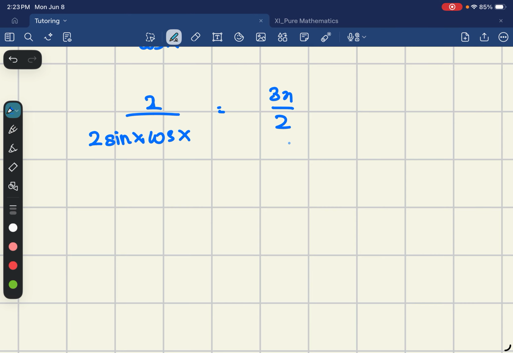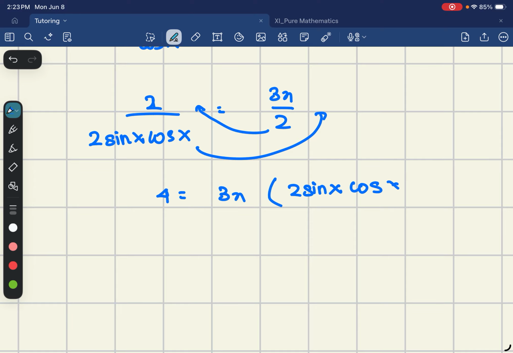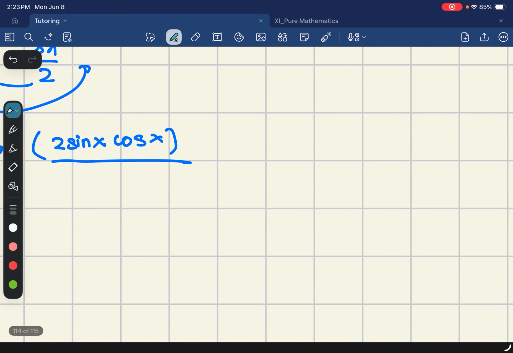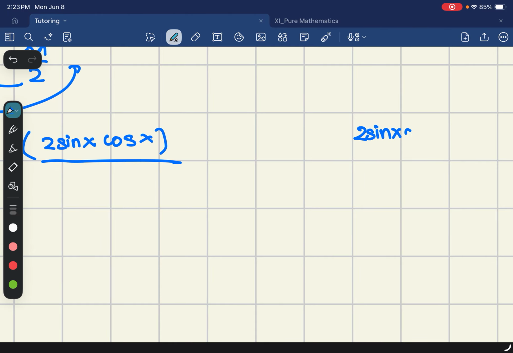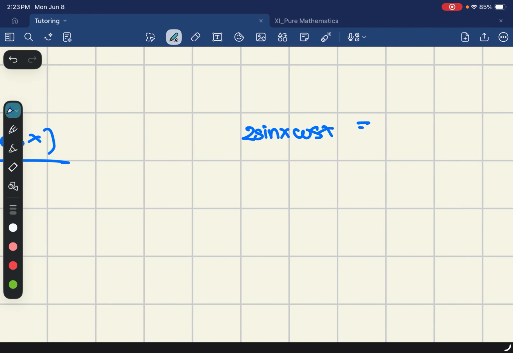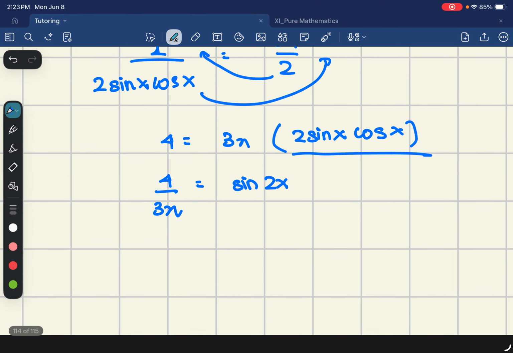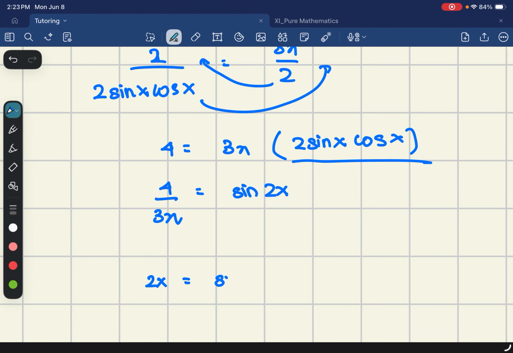So now I can rearrange this expression. I can bring 2 here. I can write it as 4 is equal to, I can multiply this here, 2 sine x cosine x. And I can write this as 4 over 3 pi is equal to 2 sine x cosine x. By definition, 2 sine x cosine x, we have an identity which makes this equal to sine 2x. So we are going to substitute sine 2x here. And 2x is going to be sine inverse of 4 over 3 pi.